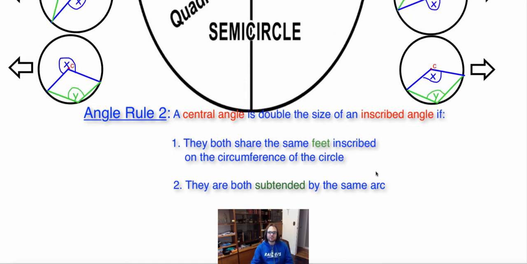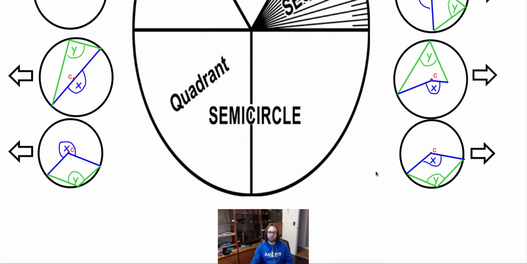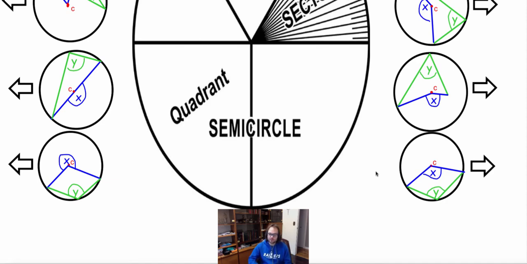So let's look at some of these to see why they don't work. I look at this first one. My central angle is right here, and my inscribed angle is right there. For this to work, they are not subtended by the same arc. They share the same feet, but in order for this to work, this and this here would be the same arc.